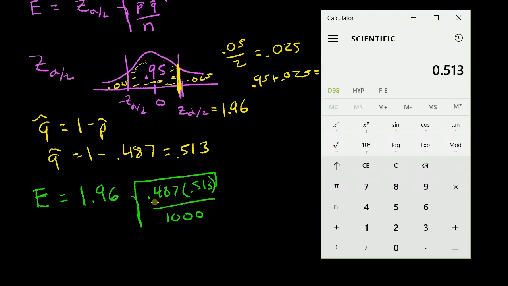First I'm going to calculate the inside here. I'm going to start with 0.487 times 0.513, divide that by 1,000. Press enter. Then I'm going to take the square root of that. Let's press the square root button. Then I'm going to multiply that by 1.96. All right, there we go. Notice how when I was calculating this, I tried not to do any rounding. I like to plug this into the calculator in a way that you don't have to do any rounding.